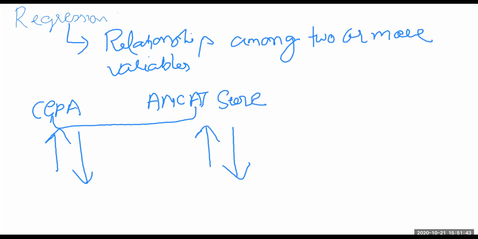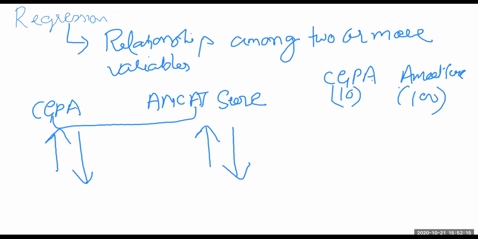For that, let's say there are 1,000 students or 1,200 students or 2,000 students or 3,000 students in the institute giving the AMCAT examination, and I'll have a data frame with one column of CGPA and another column of AMCAT score. Let's assume that the CGPA is out of 10, the max, and AMCAT is out of 100. So I have this data frame.